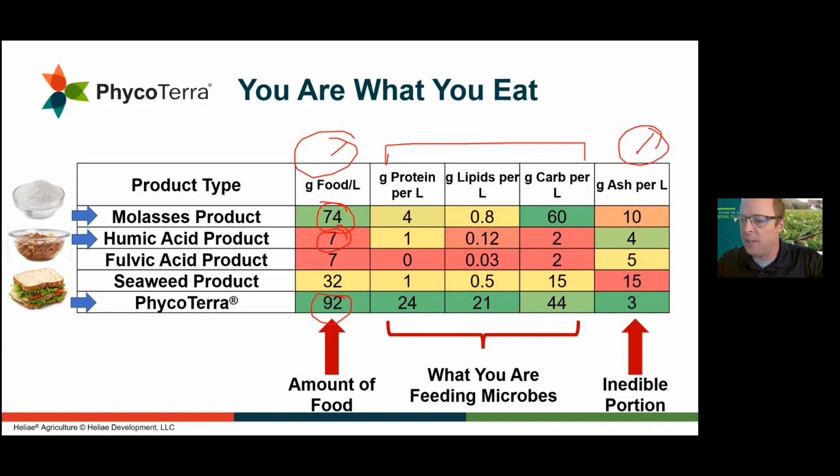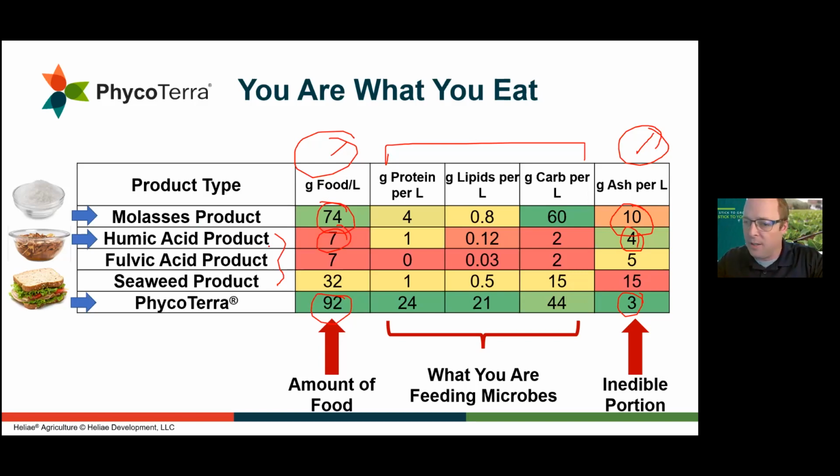This is grams in a liter. Here you see with molasses, some impurities, relative to the PhycoTerra that only has 3 grams of ash per liter. And when you look at humic acids, not a lot of food in that, but most of it is ash. It's that structural material, the stuff that's really hard to eat. I'll get back to what humic acid and these other products, they have a much better role rather than feeding microbes. Let's choose them for the right role and think about blending.